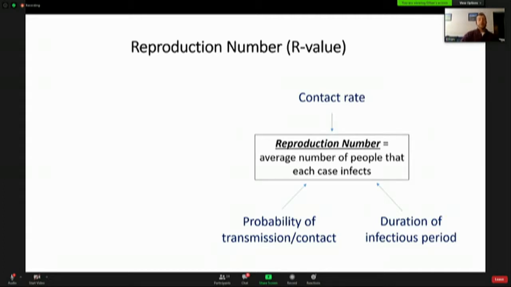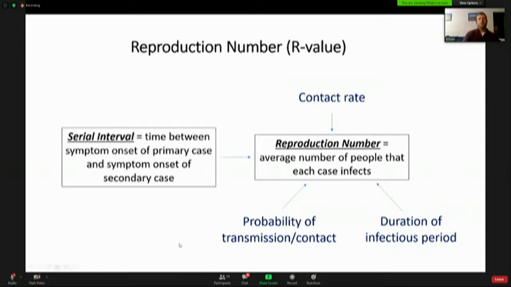Now, R is impacted by a number of factors, including the contact rate or the number of contacts by a case, the probability of transmission, and the duration of the infectious period. When calculating R, we use another number called the serial interval. And the serial interval is the number of days in between the symptom onset of a case and the symptom onset of the person that they infect.